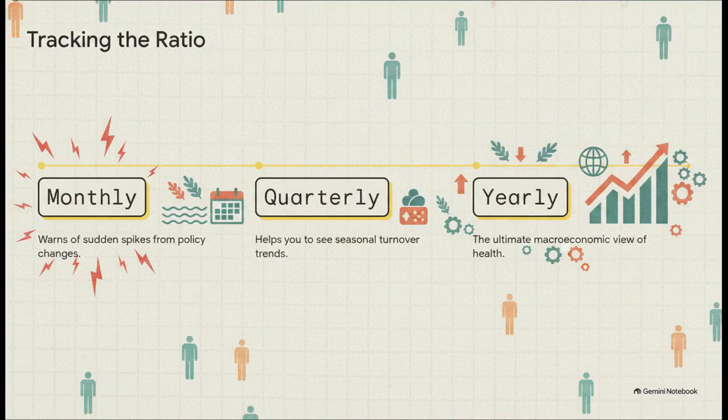But here's the thing. A ratio is really only a snapshot unless we give it a proper timeline: monthly, quarterly, and yearly. Tracking this isn't some one-and-done event. It is an ongoing, structured timeline of analysis. A monthly ratio might warn you of a sudden spike because of a bad policy change. A quarterly ratio helps you spot those seasonal trends. And the yearly ratio gives you that ultimate macroeconomic view of your organization's health. You have to track it across time to actually see the story the data is trying to tell you.